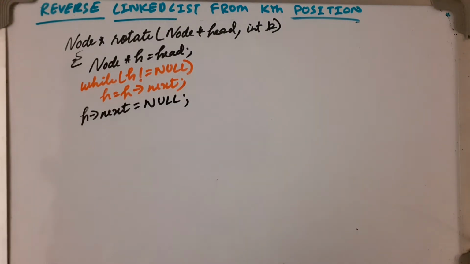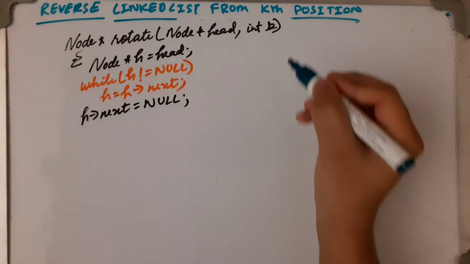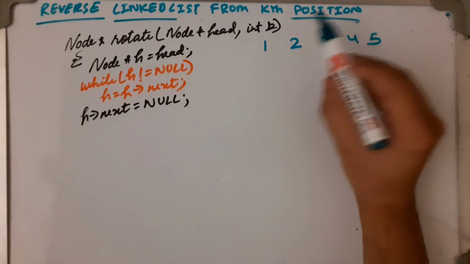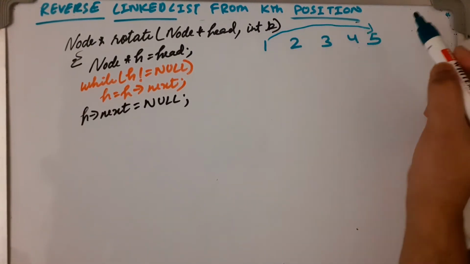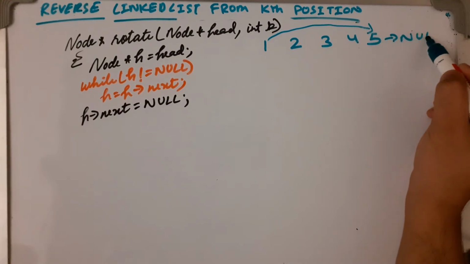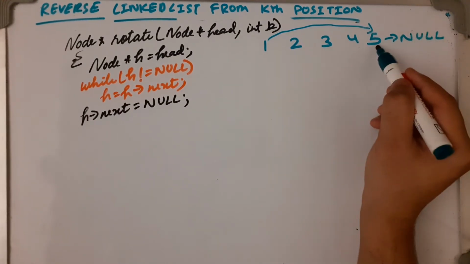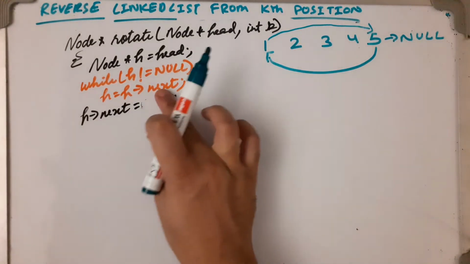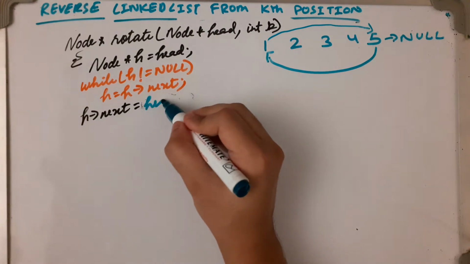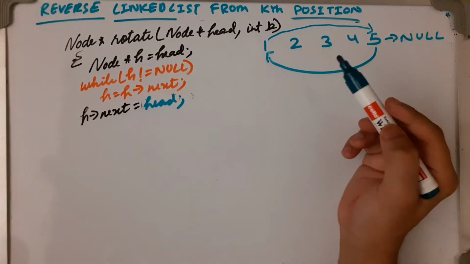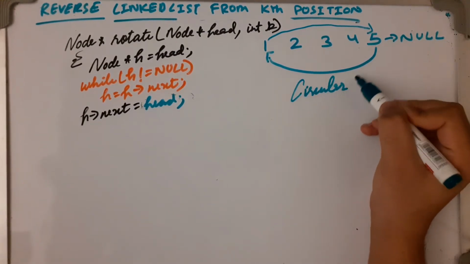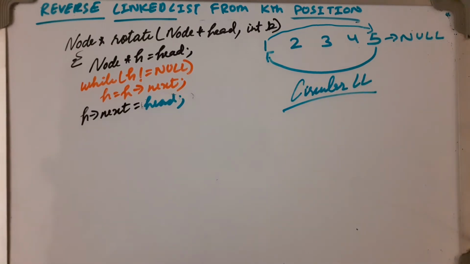Okay, now let me explain this first, then we will go on further. Suppose we have a linked list 1 2 3 4 and 5. First it is going to the end. After the end there should be null, because it is a single linked list, but here after 5 it is pointing to head. So that means it created a circular linked list.